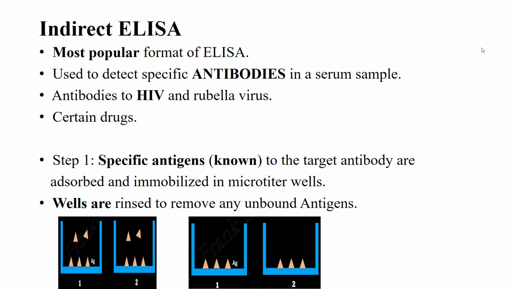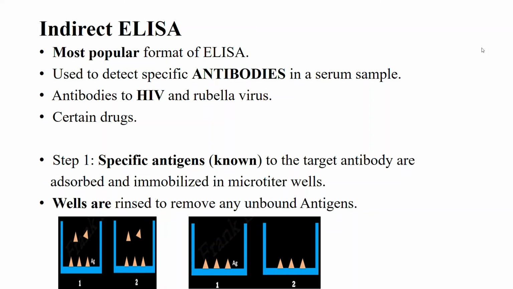Let us say that we are going to take two serum samples from two different patients, and we are going to detect a specific antibody present in the serum sample. So we are going to take two microtiter plates, and in them we have added a specific antigen for the antibody of interest, and that will absorb and immobilize in the microtiter well.